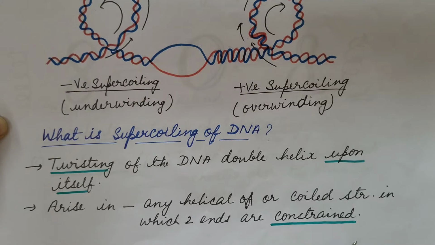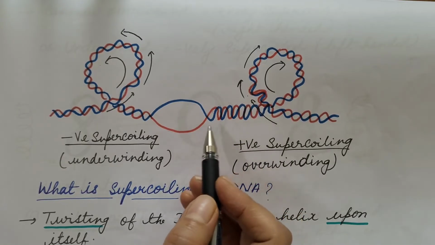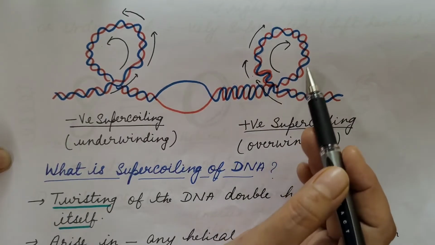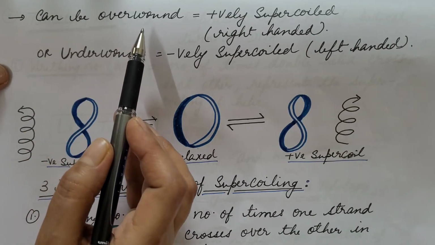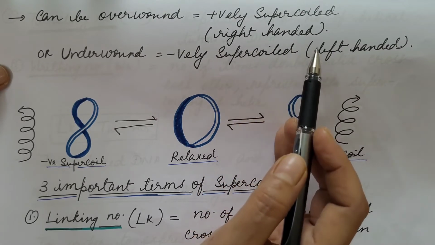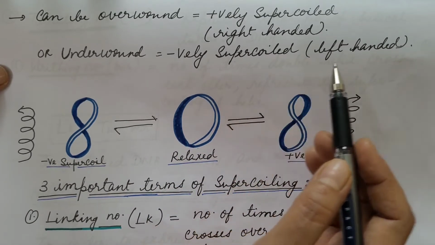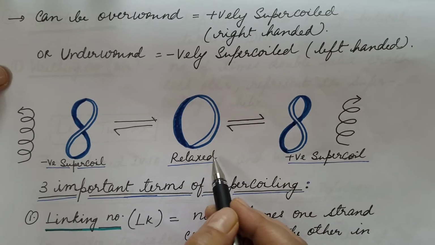So when the two strands of the DNA are separated and their ends are constrained or restricted, then in order to protect it from the damage caused by the tension or torsion which arises, supercoiling of the DNA takes place. And the DNA can be overwound, which is known as positively supercoiled. It is right-handed. Or it may be underwound, that is negatively supercoiled. It is left-handed. So this is covalently closed circular DNA. It is in a relaxed state.